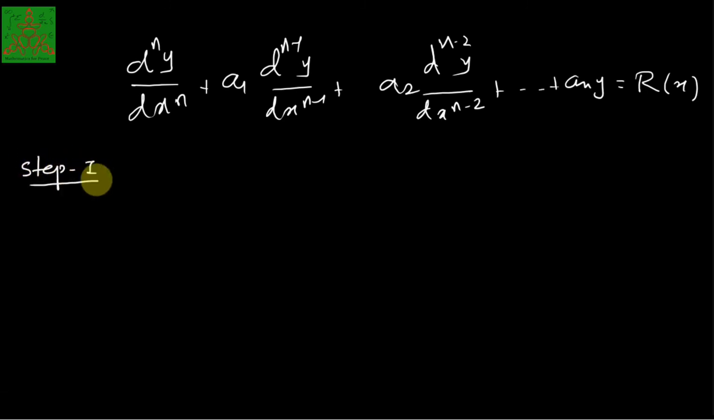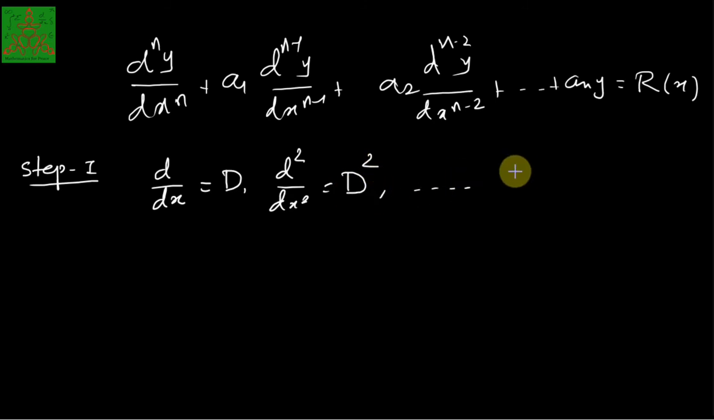The first step is to write down the differential equation in terms of the symbol D. That symbol D is represented in this manner: d by dx we call capital D, d^2 y by dx^2 we call capital D^2, and so on, d^n by dx^n we call D^n. This is step 1.